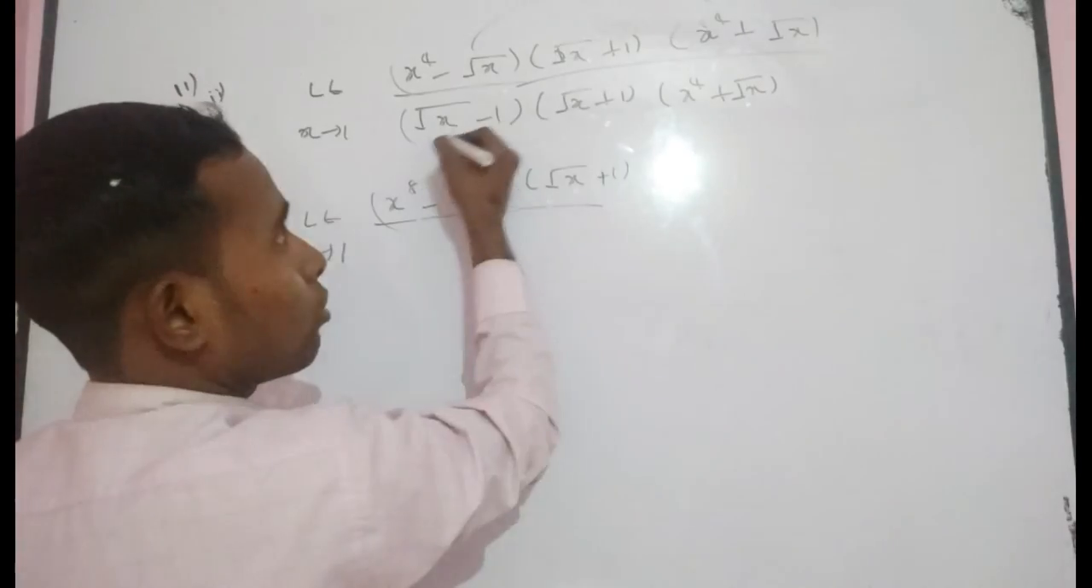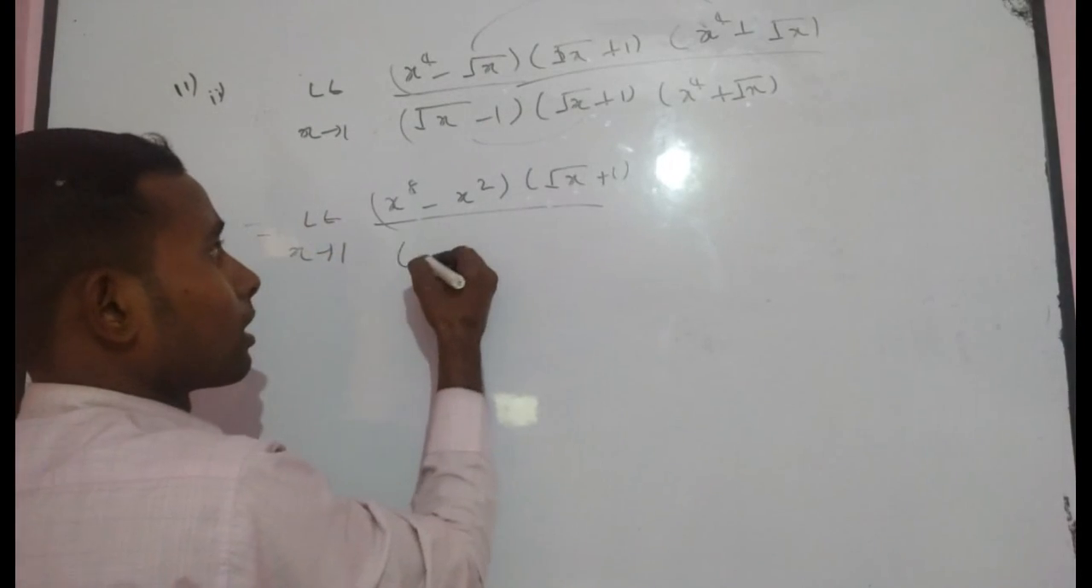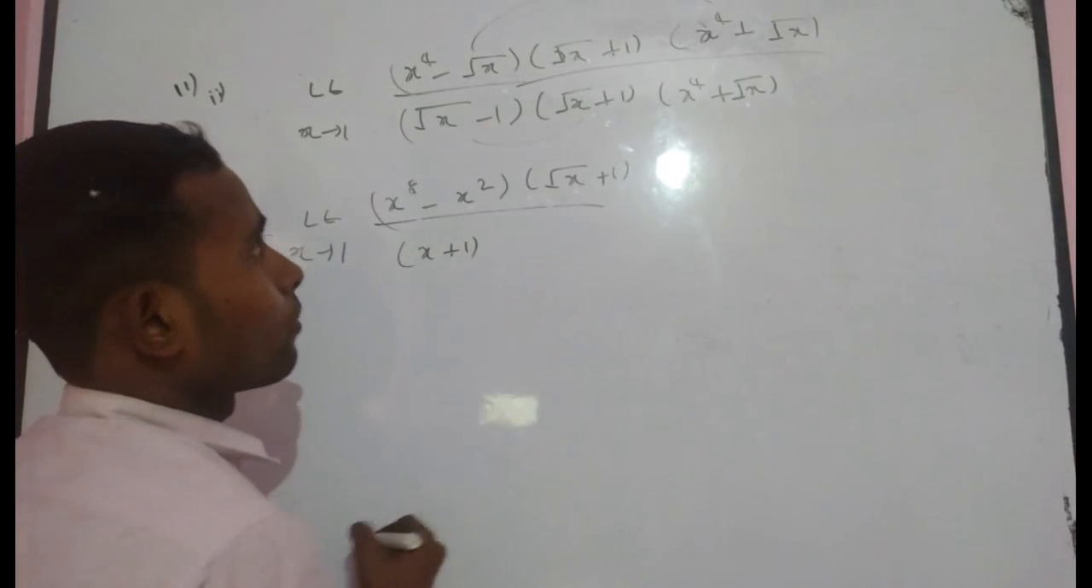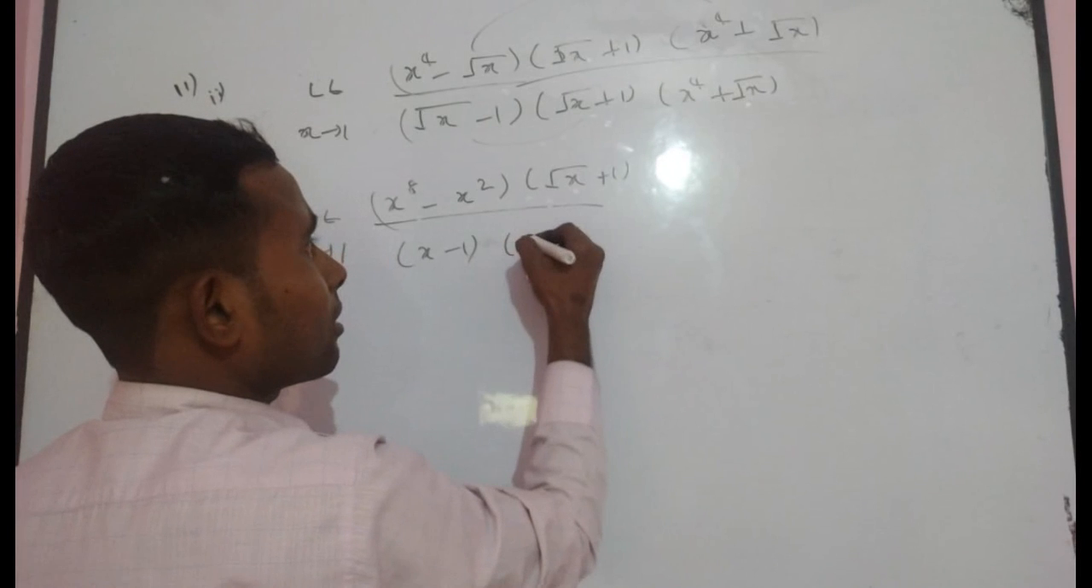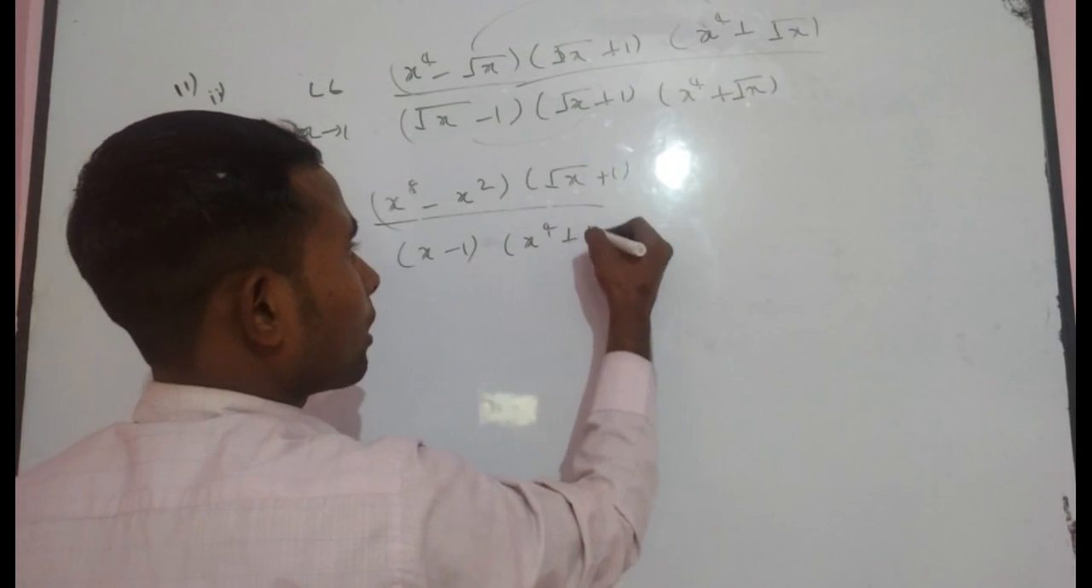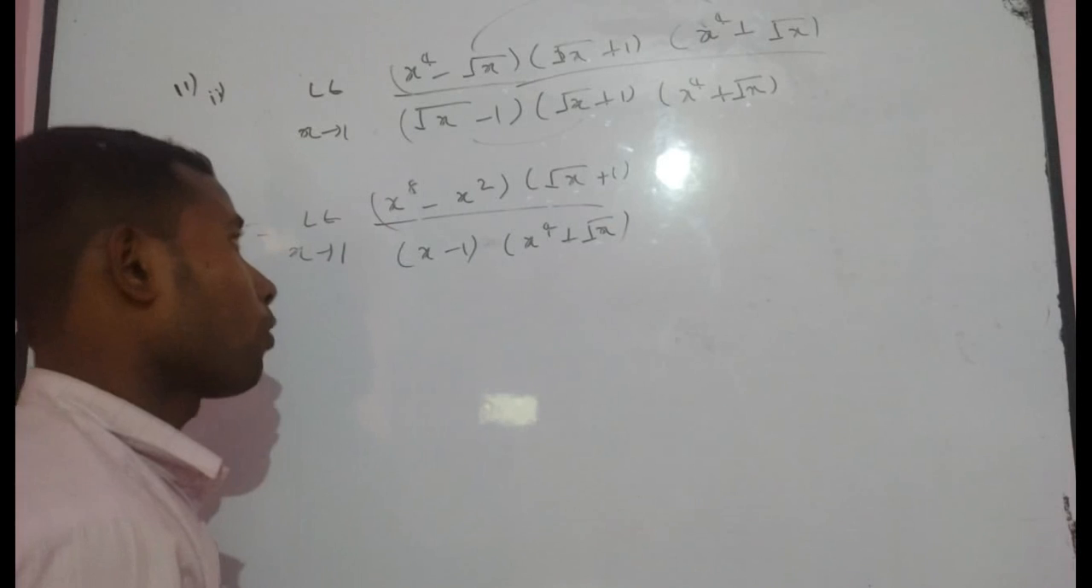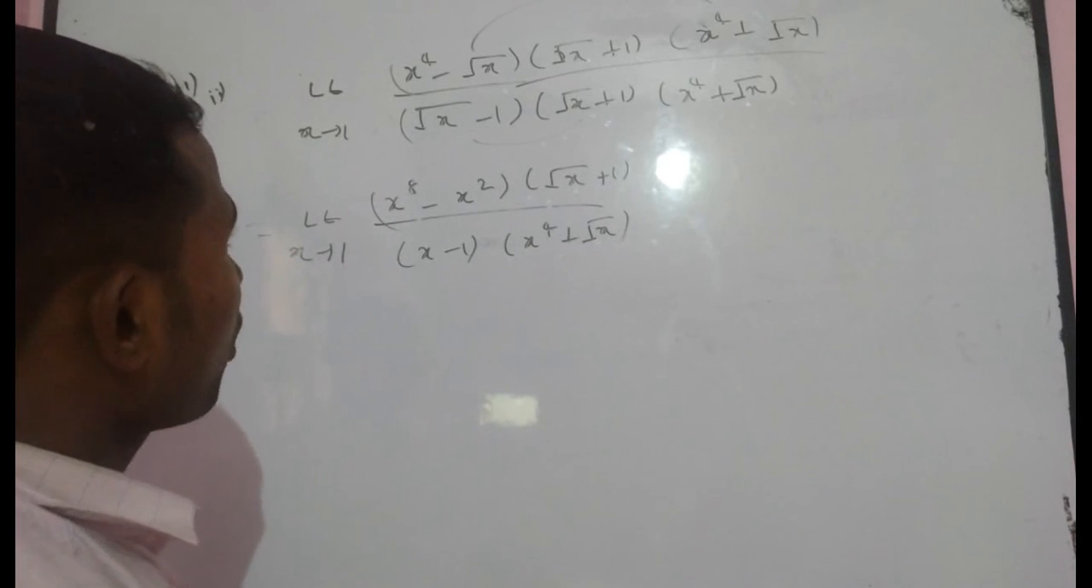Now in the denominator you get root under x minus 1 into root under x plus 1, that means x minus 1 simply. Now it will be x to the power 4 plus root under x. Now how can you solve this problem?